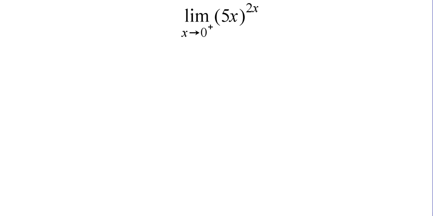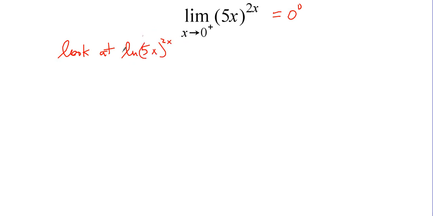We're going to look at a couple more different indeterminate forms and how to deal with them for limits. So here we're looking at the limit as x approaches 0 from the right of (5x)^(2x). So this is the form 0 to the 0 power. 0 to the 0 power is indeterminate, so we need to find a way around that. We'll do the same thing that we did with indeterminate forms of 1 to the infinity and infinity to the 0, where we'll instead look at the natural log of (5x)^(2x).